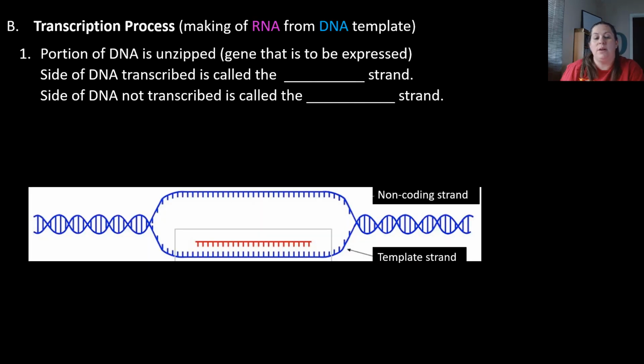So let's look at transcription and translation a little closer. Transcription is a process where we're making RNA from a DNA template. The portion of DNA gets unzipped and the gene that we want to express is exposed. The strand of DNA transcribed is called the template, and the strand not being transcribed is called the non-coding strand.